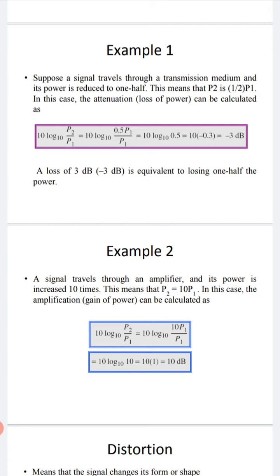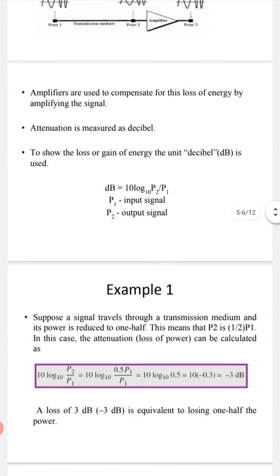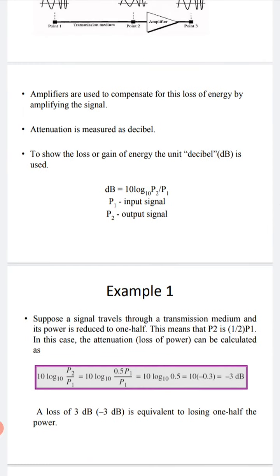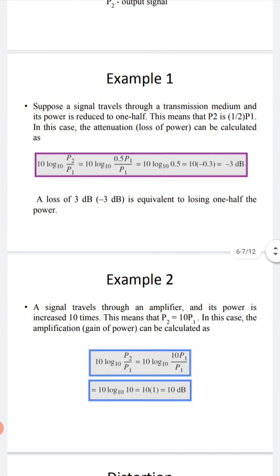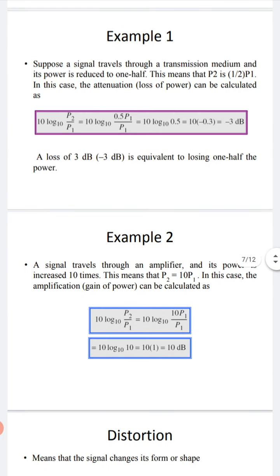So to find the loss of energy, we can use the formula 10 log P2 divided by P1 to the base 10. P1 is the input signal, P2 is the output signal. So these are the two examples for attenuation.